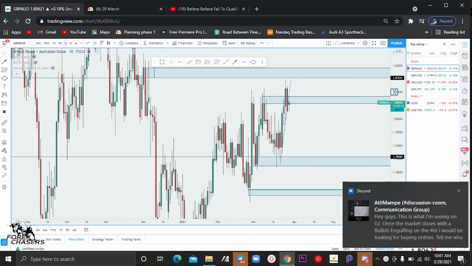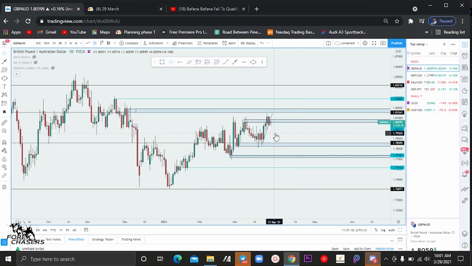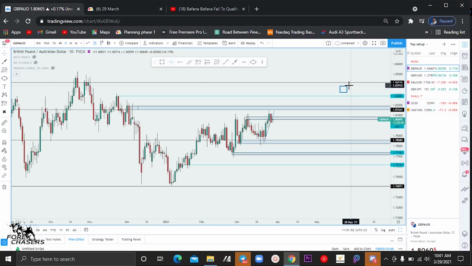Without further waste of time, guys, I'm just going to analyze and show you what I'm looking at on GBP/AUD, and then I'm also going to do GBP/USD. Those are the two pairs I'm going to be doing a breakdown on. Not really a breakdown, but a market forecast as to what I see for the coming week. And yeah, that's it, guys.